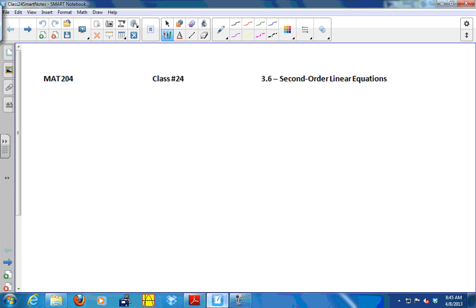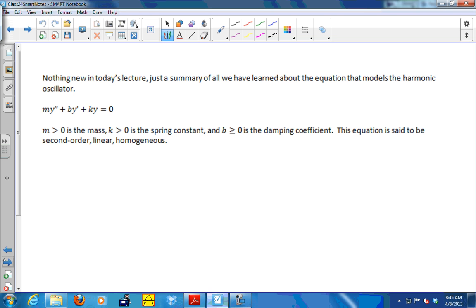Okay, so second order linear equations. Nothing new in today's lecture. We're just summarizing everything we know about the equation that models the harmonic oscillator, the second order differential equation, my double prime plus by prime plus ky equals 0. So m is the mass.